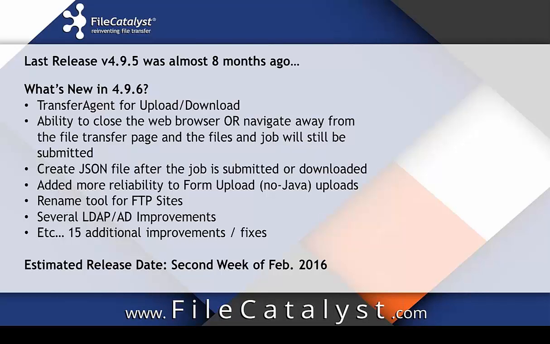Some other features we added: the ability to generate JSON files for the job submitted or downloaded. So if your back office application needs to know who downloaded what, they can grab it now in JSON format. We already had that for XML, now we just added JSON. Because once again Java Applets are gone, we added much more reliability to the form upload. For example, we had issues with the form upload not working properly in Firefox. We addressed that. We also had issues where a mobile device uploading files would affect other transfers. So this is some stuff we fixed.